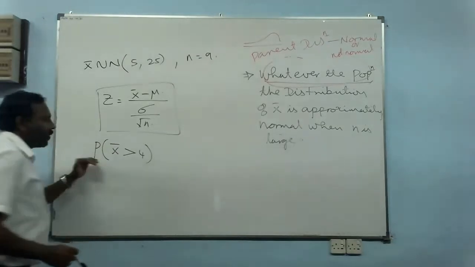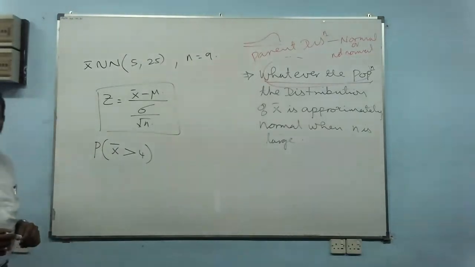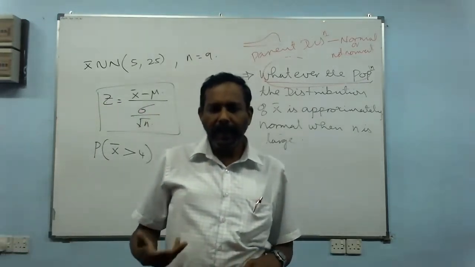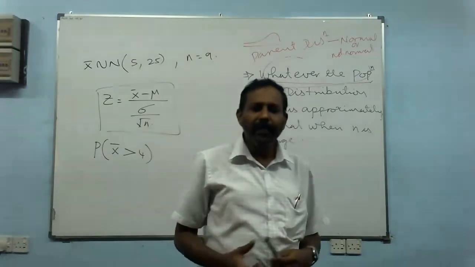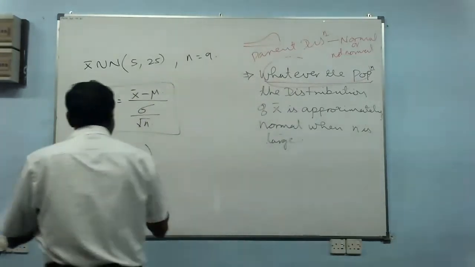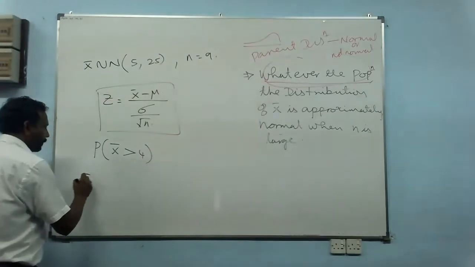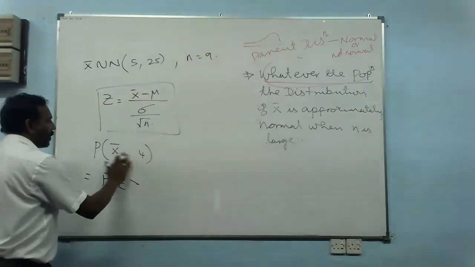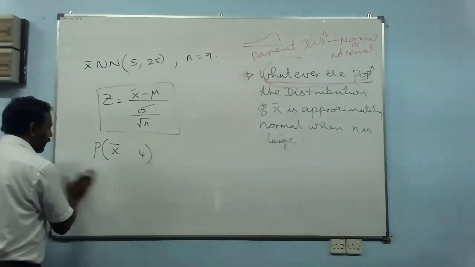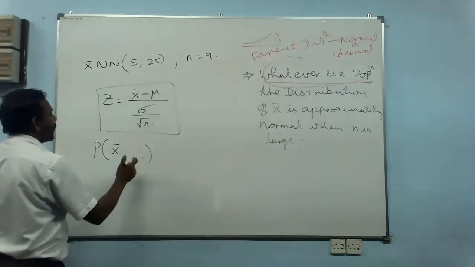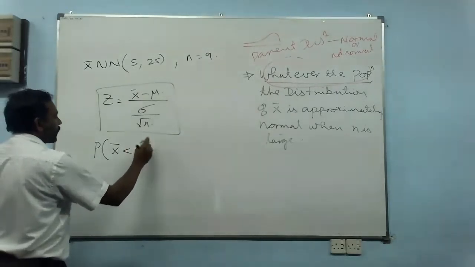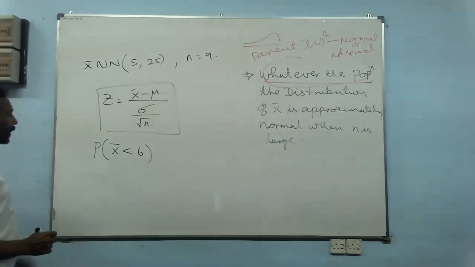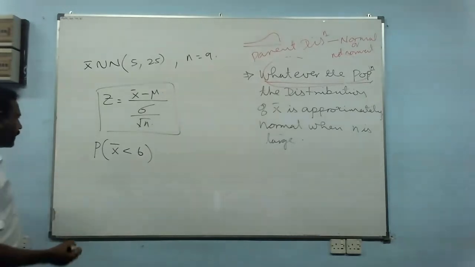Right. Can you find out the probability of x bar greater than 4? What is the answer? It is a simple conversion. We will do the simple one first, the probability of x bar less than 6. We will see the easy one first.